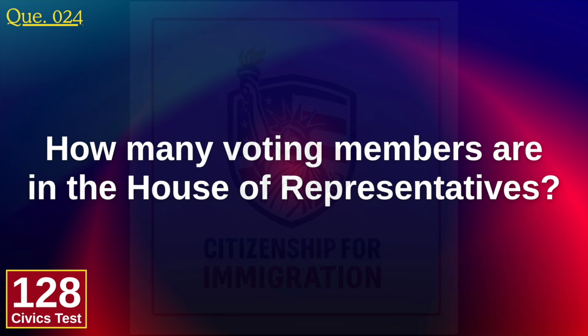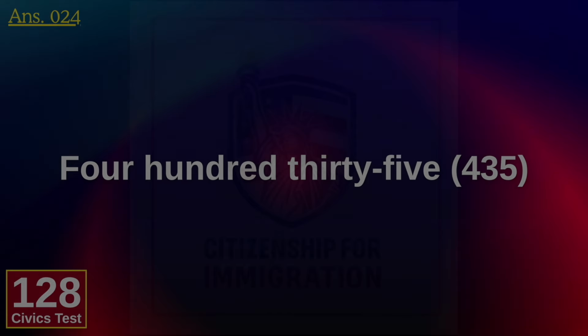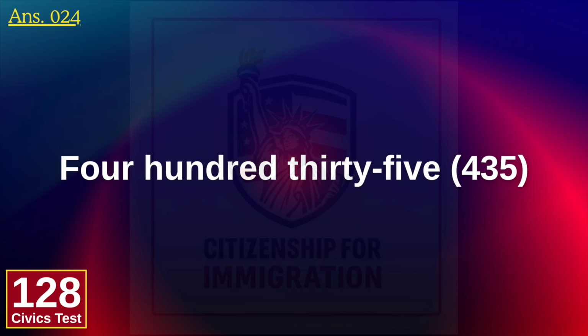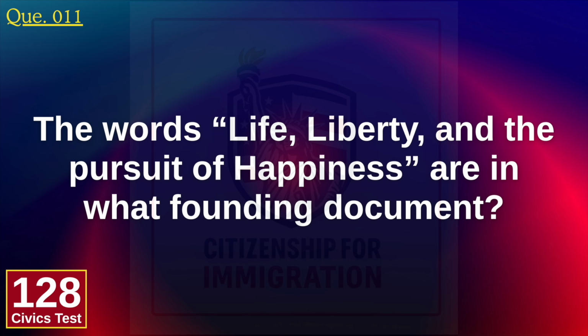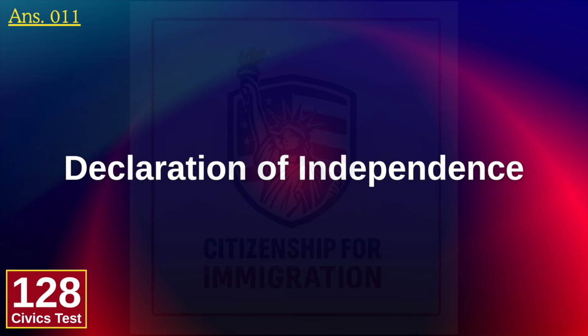How many voting members are in the House of Representatives? 435. The words life, liberty, and the pursuit of happiness are in what founding document? Declaration of Independence.